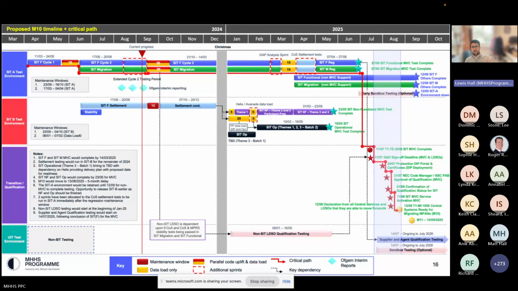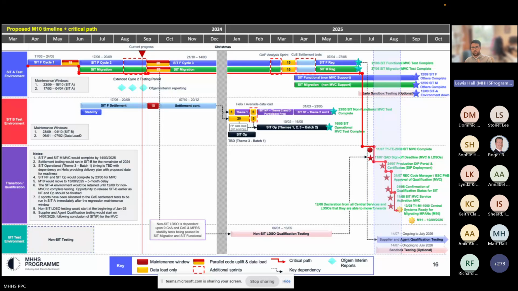In terms of the qualification activities associated with that for non-SIT participants, those obviously would move too, because the qualification testing is an input into the final QAD process. So yes, all of those waves, waves 1 to 4, will move alongside, as per the plan on here. So yes, they will move.